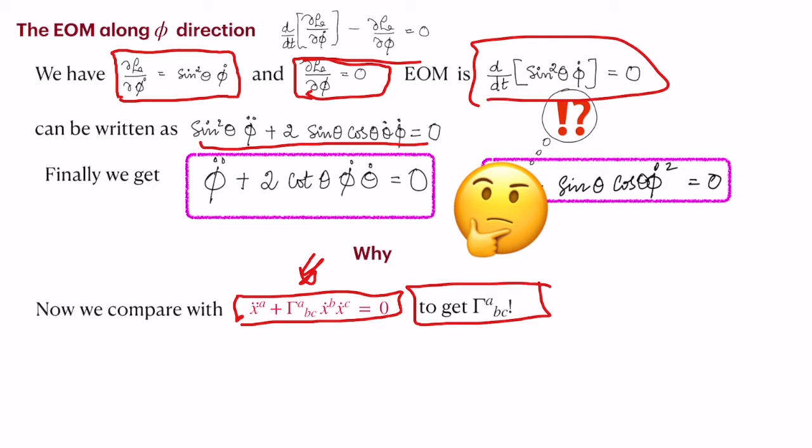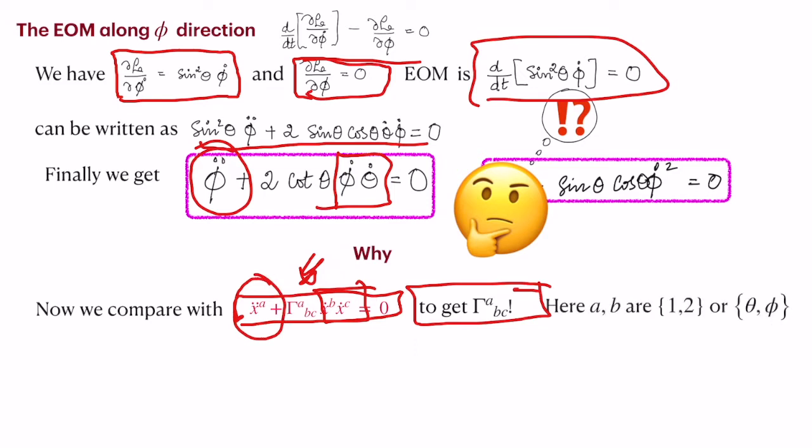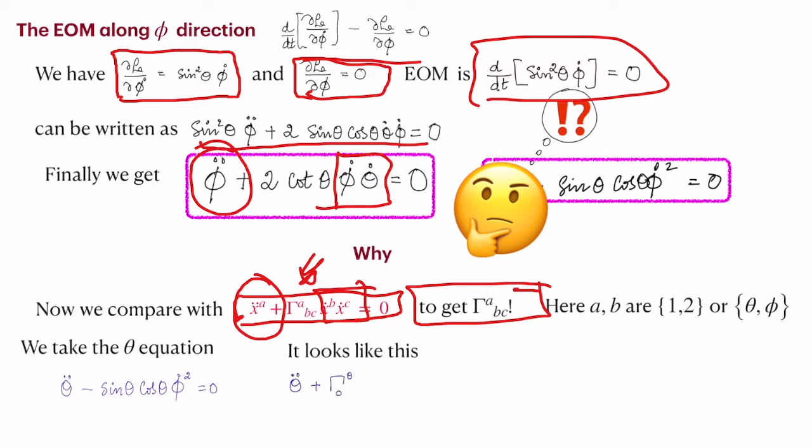We clearly see that we have a quadratic term here, which is essentially this form, and then we have a second derivative, which is essentially this. By comparing these two, we can get the gammas. Let's first do it for the theta equation. What we have is theta double dot minus sine theta cos theta phi dot square is equal to 0. So we have to compare this with theta double dot plus gamma theta phi phi into phi dot square is equal to 0. So this is the only non-vanishing term.